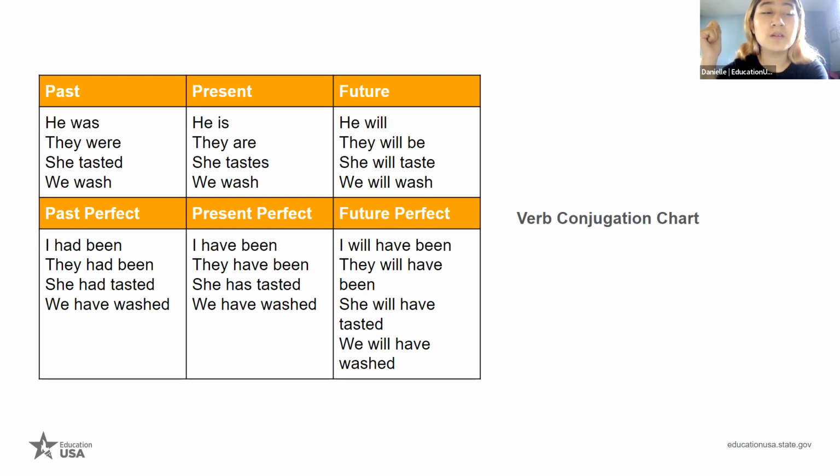So are, you're going to be using it for plural situations. Is for a singular, right? So just keep that in mind.